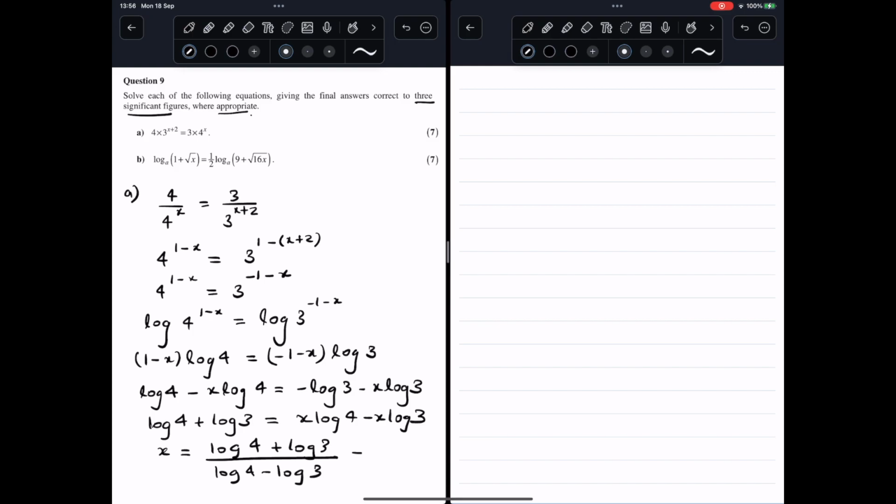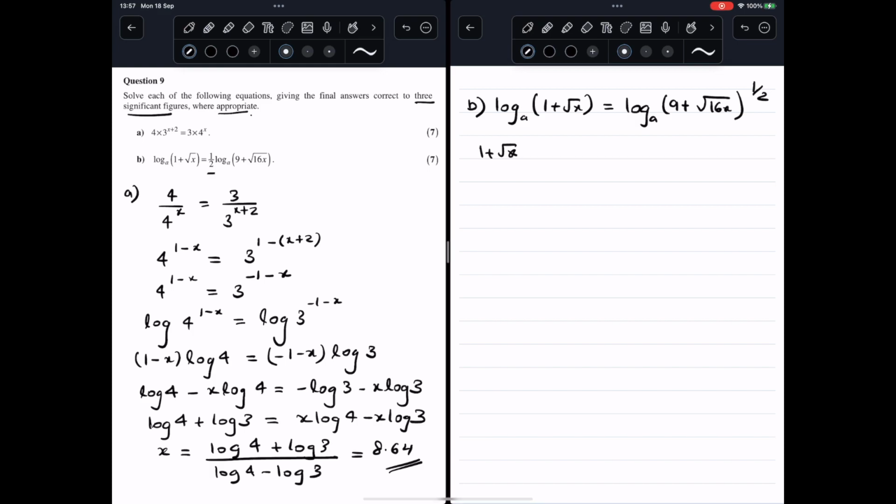And that simplifies to 8.64 when you pop it in the calculator. Now, for part B, we're given a log equation, so I'm just going to jot it down. Remember that if I have a half in front, I cannot just directly use log rules, so I'm going to bring the half as a power. That will look something like this, okay?